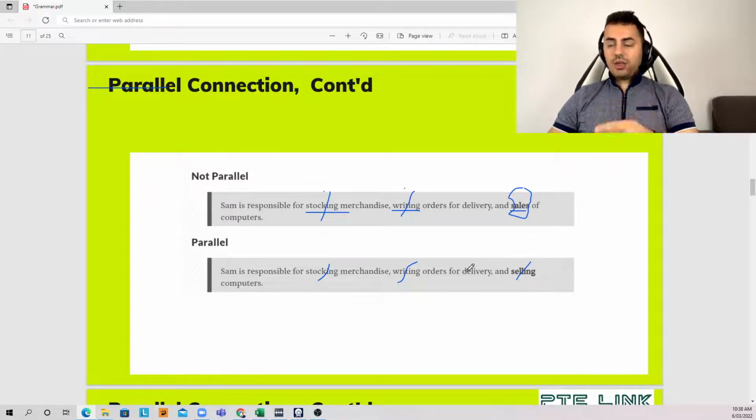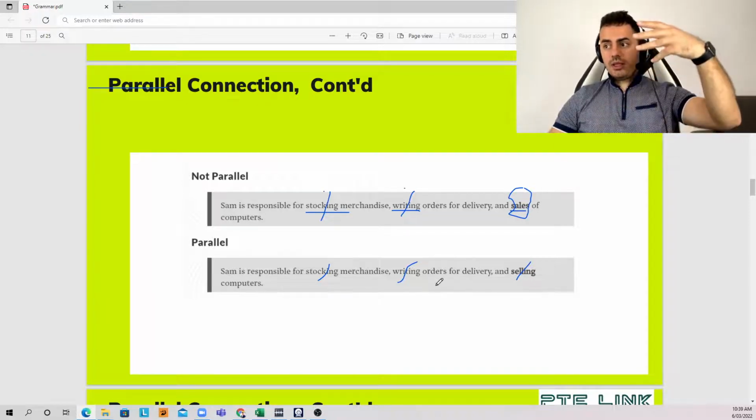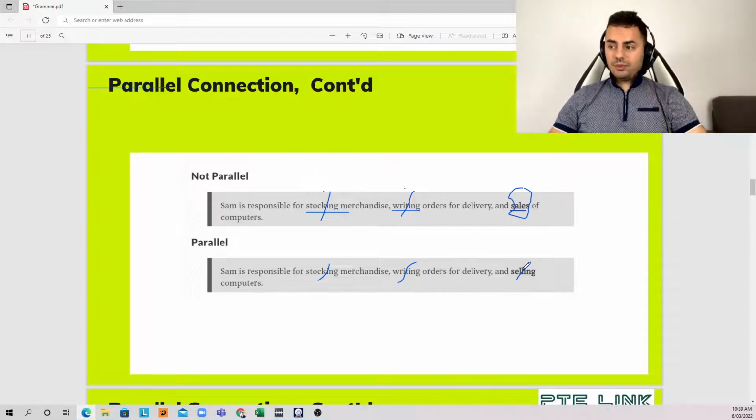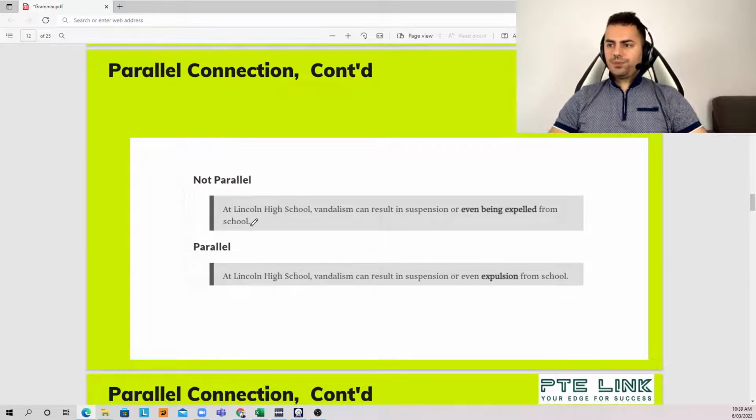Again, you are going to face this in fill-in-the-blanks reading and writing. You will get "sell, sales, selling, sold," for example. Okay, so make sure you apply the parallel connection by looking all the way around the gap itself and obey the rule.